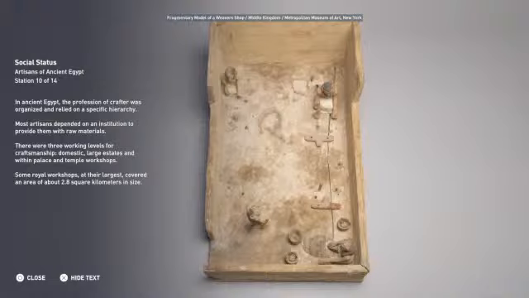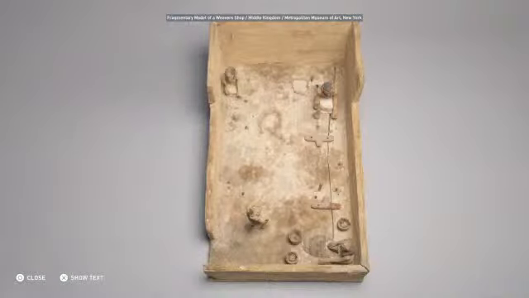Fragmentary model of a Weaver Shop, Middle Kingdom, Metropolitan Museum of Art in New York.